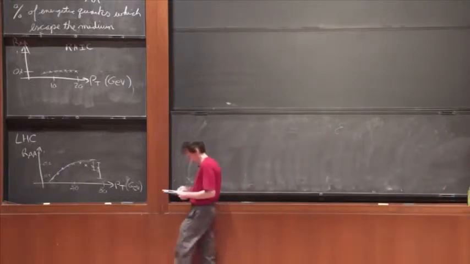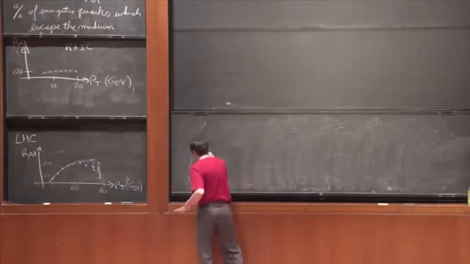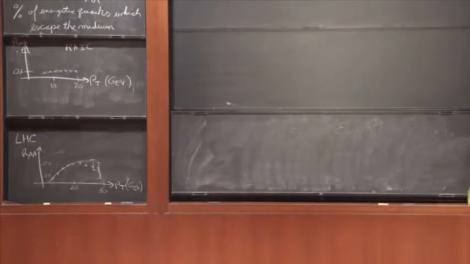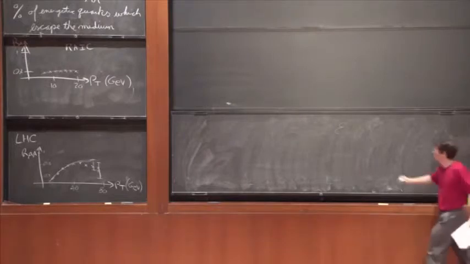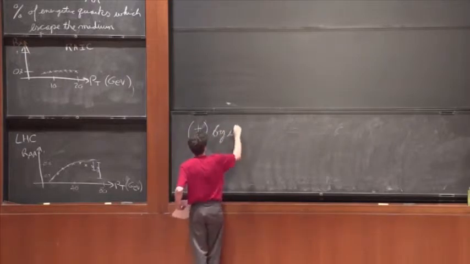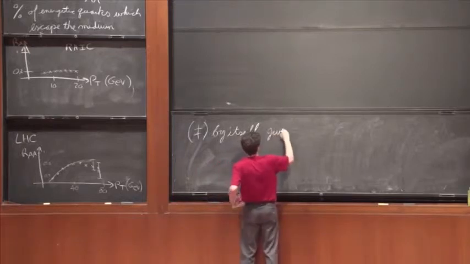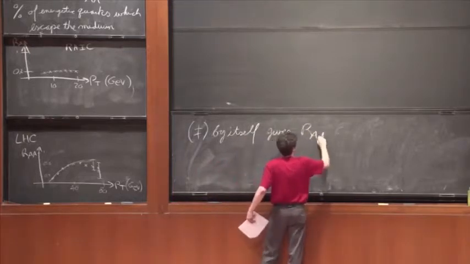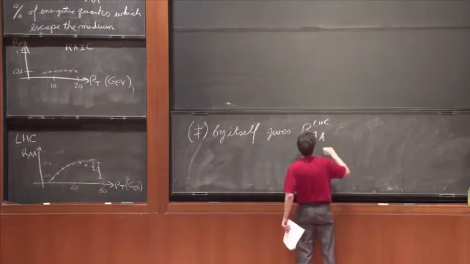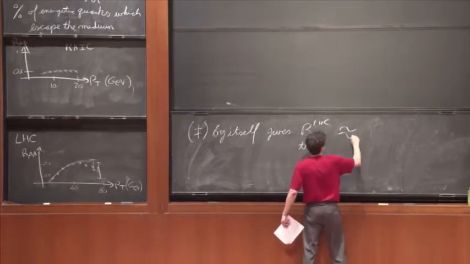So, what's the bottom line? This formula that I like so much by itself tends to undershoot RAA at LHC. Let's call this the theoretical RAA. Maybe by a factor of 2.